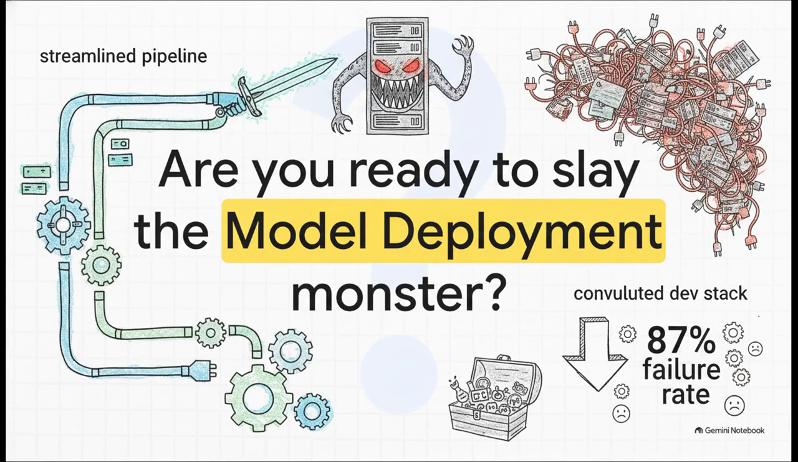So we've mapped out the rigorous AWS lifecycle, all the way from data prep right through to live security monitoring, and we've armed you with some of the very best open source tools available today. But now the real work begins. Take a hard look at your architecture today and ask yourself, are you relying on a totally convoluted dev stack, or are you actually building a streamlined pipeline? What is the one tool you need to implement tomorrow to ensure you aren't part of that 87% failure rate?